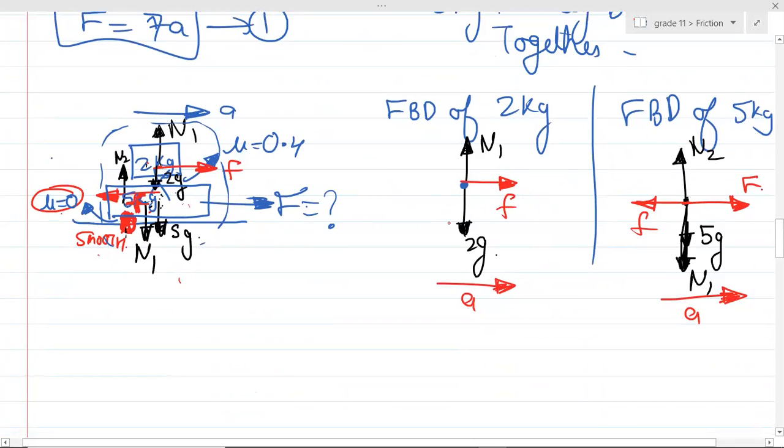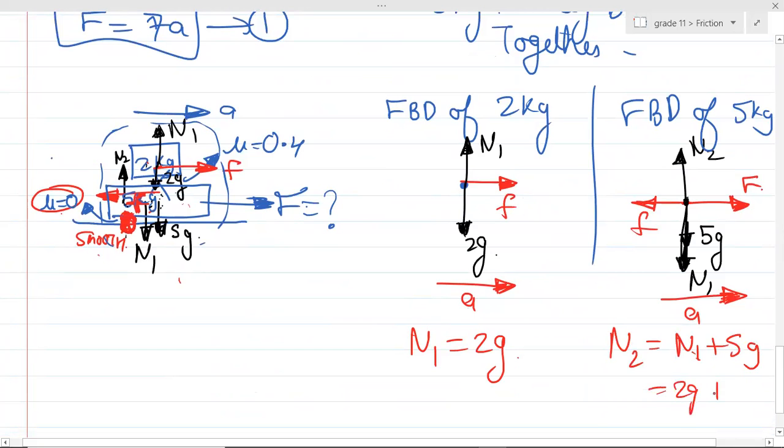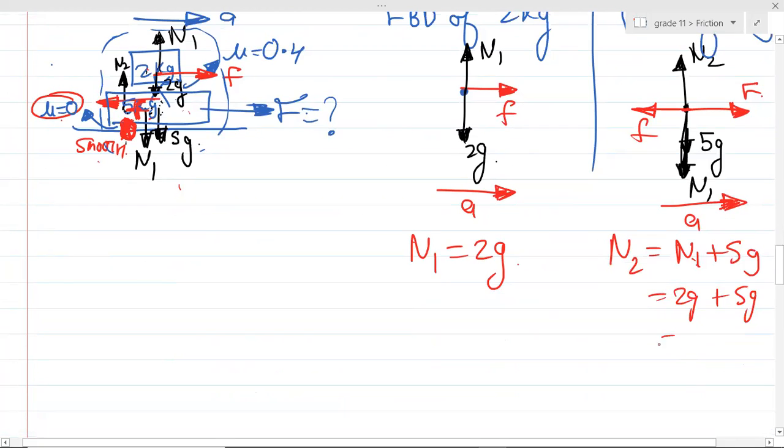So we can just make the equations. What will be the equations, sir? Can you see over here? N1 will be equal to 2g and N2 will be equal to N1 plus 5g. So N2 is 2g plus 5g, which is 7g. This equation would have been of any use if the ground were rough. But here it is smooth, so no need of this equation. N1 is basically equal to 2g.